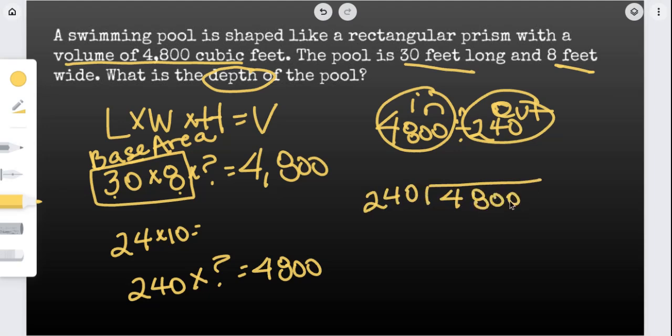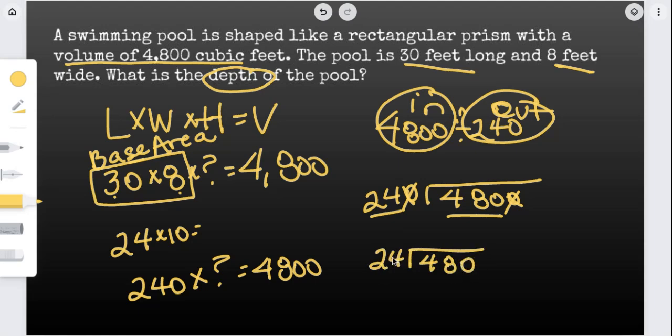Here I see I have zeros at the end of both numbers. And remember, what you do to one side, you have to do to the other. So when I take off this 0, it's like dividing by what? Dividing by 10. So I'm going to divide this by 10. I'm left with 24. I'll divide this by 10. I'm left with 480. So 24 divided into 480.